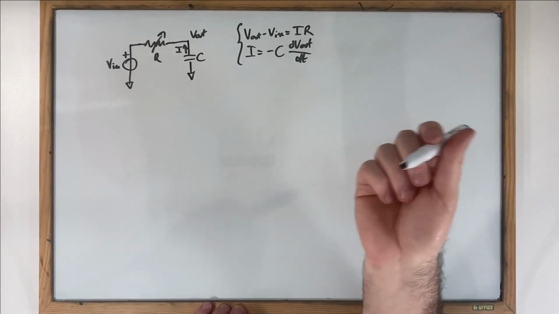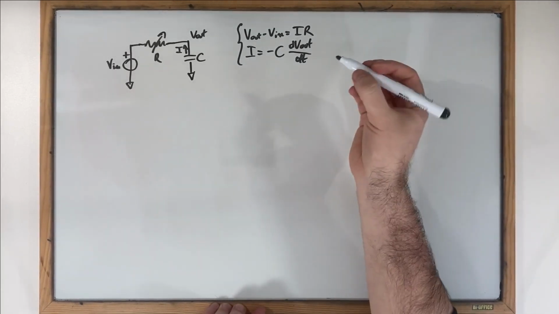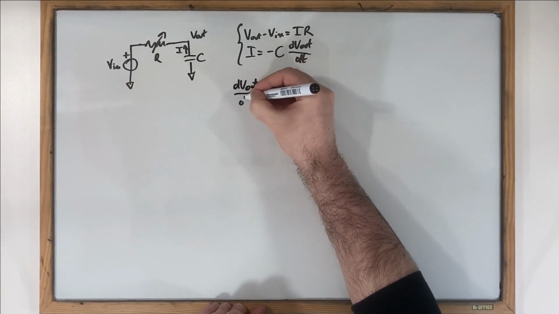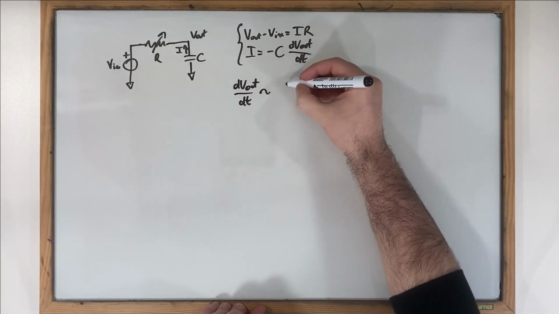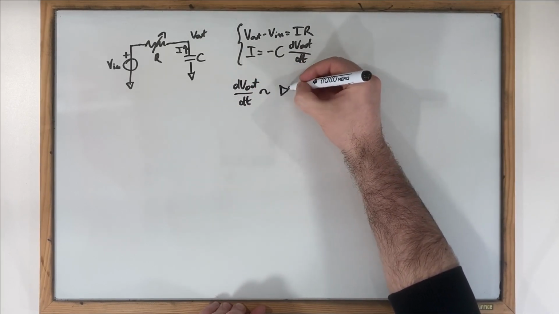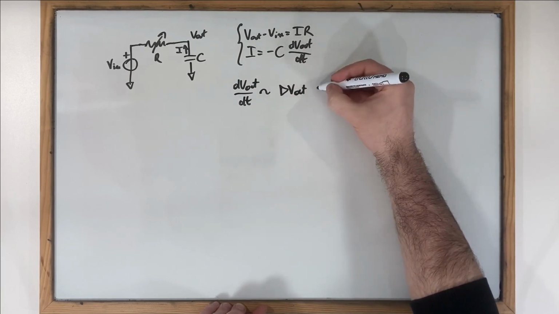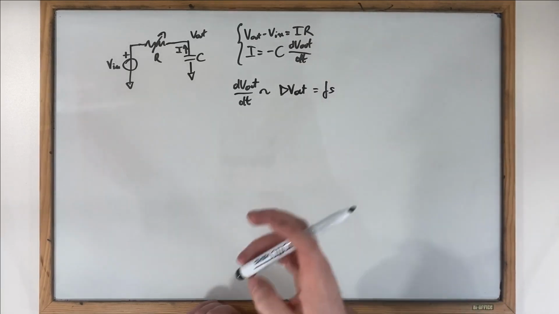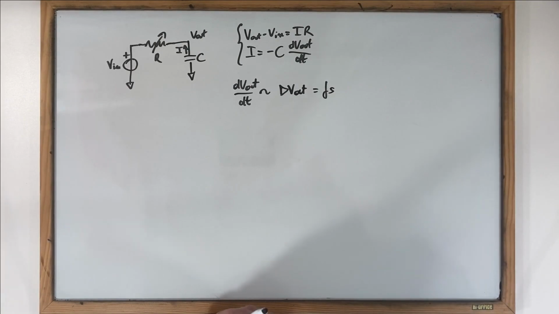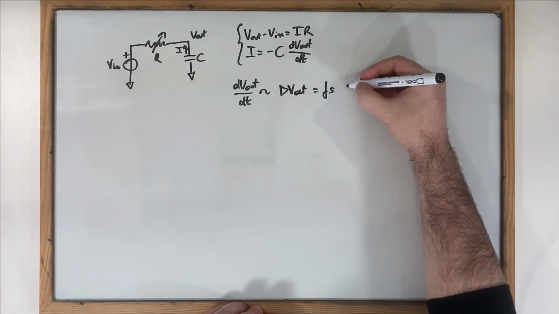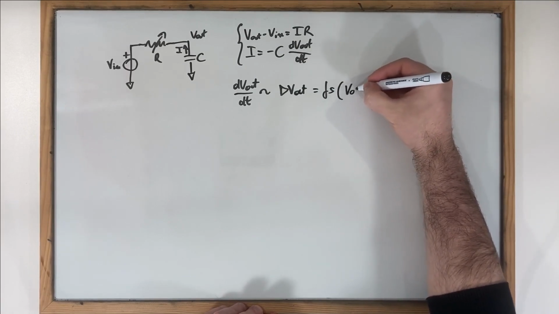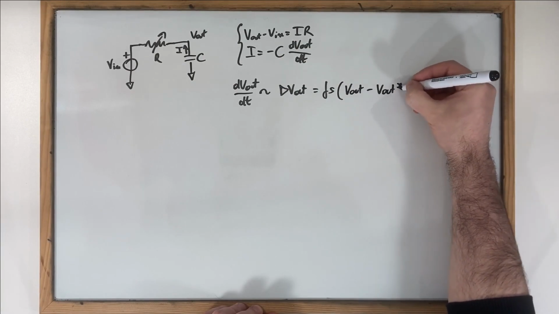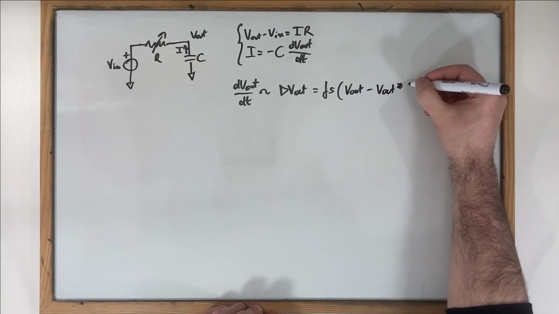And in this example, I will use a very simple discretization by which we can substitute dVout over dt with a discrete approximation, which we can call, for example, DVout with a big D, equal to the sample rate, which is the actual sample rate that you will use, something like 44.1 kilohertz, times Vout minus Vout delayed by one sample.